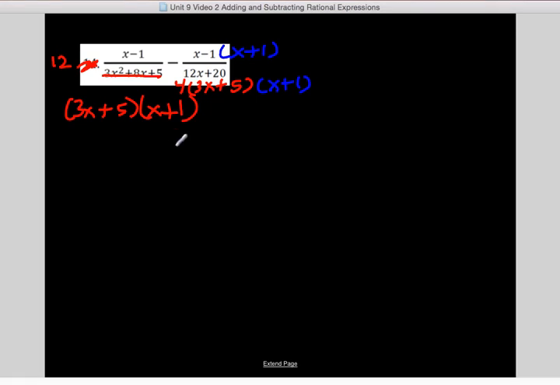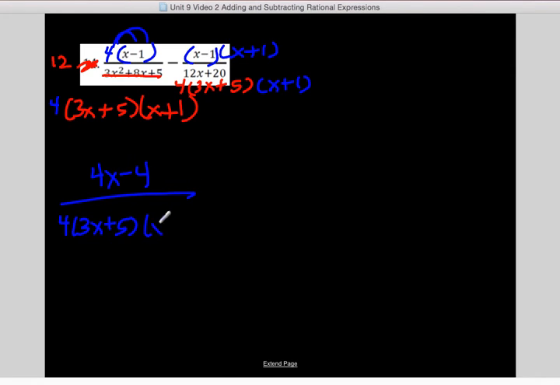Okay, do they look exactly the same? Not quite. This one has a 4, so I need to add a 4 onto this one. So just remember, if you add a 4, you really gotta distribute that. So let's simplify. This is going to give me 4x minus 4 over my 4, 3x plus 5, x plus 1, minus, now I FOIL this piece. If you FOIL this, you're going to get x squared plus x minus 1. So we're left with x squared minus 1 all over our common denominator.